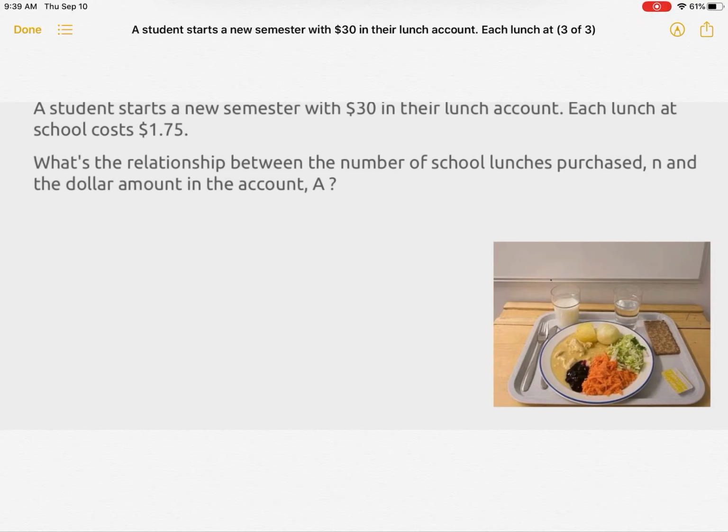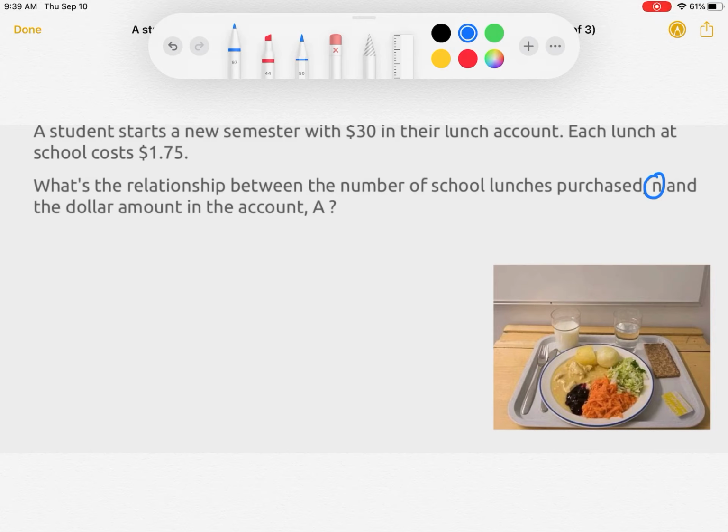So it says a student starts a new semester with $30 in their lunch account. Each lunch at school costs $1.75. What is the relationship between the number of school lunches purchased, N, and the dollar amount in the account, A? So we have two variables given to us. And I know that the student has $30 to begin with. But I want to know how much they're going to have in their account after each lunch.